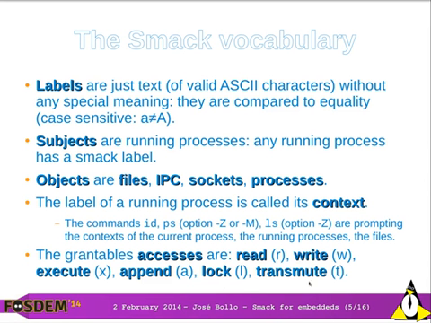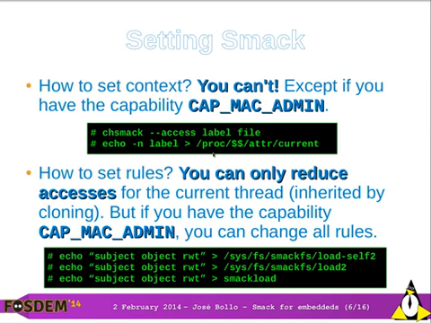And the last is the transmute access, that allows a process to create files that have by default the access label of the directory where the file is created. Otherwise, the files are by default created with the access label of the process, the context of the process.